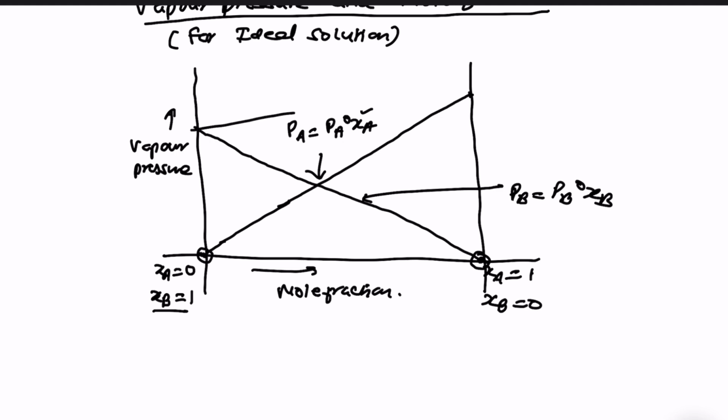Now if I join this line to this line, this is going to give the total vapor pressure, that is PA plus PB. So for an ideal solution, the graph is going to be like this for vapor pressure versus mole fraction.